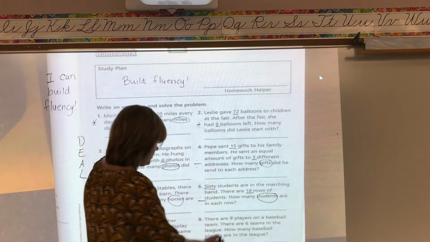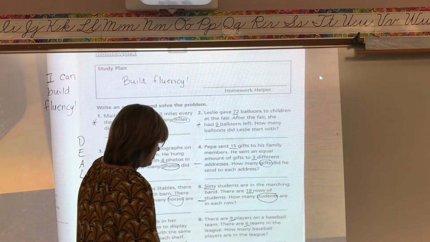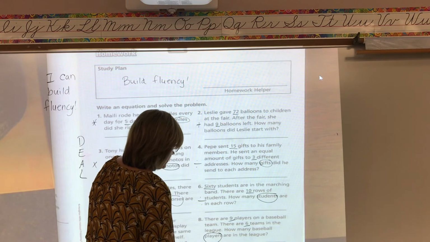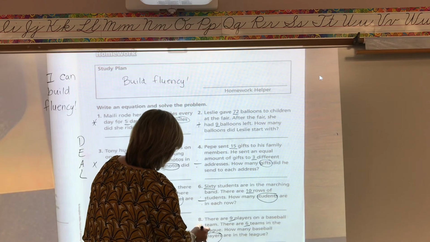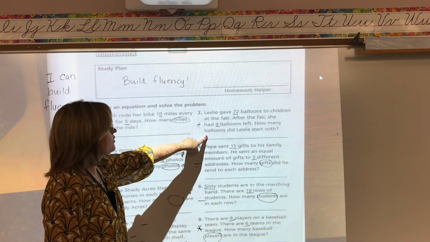And the last one, there are 9 players on a baseball team. There are 6 teams in the league. How many baseball players are in the league? Okay? This is going to be multiplication. Don't let this one throw you off, boys and girls, okay? It's just a simple addition.